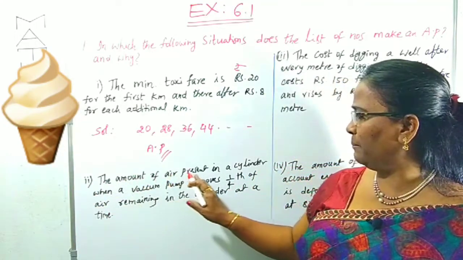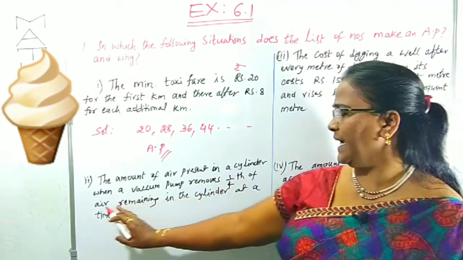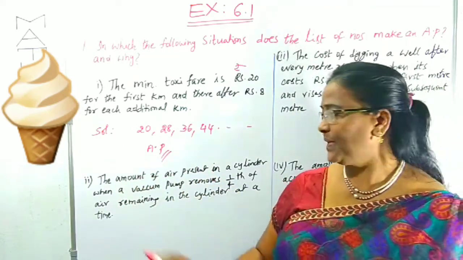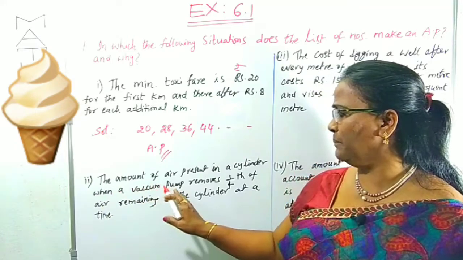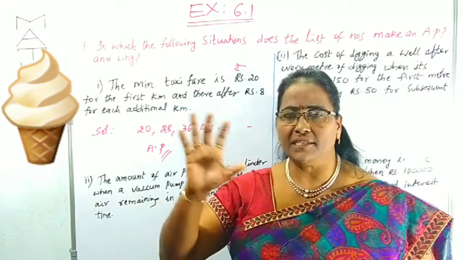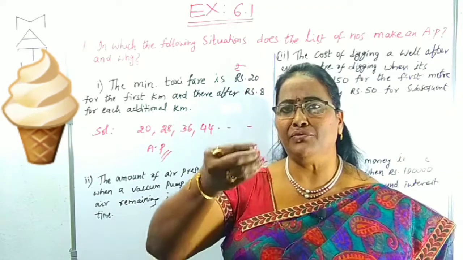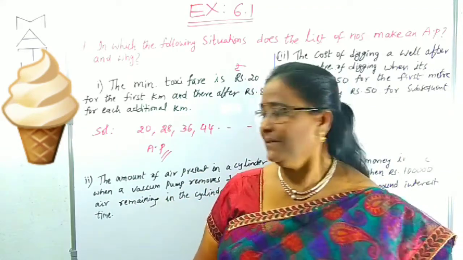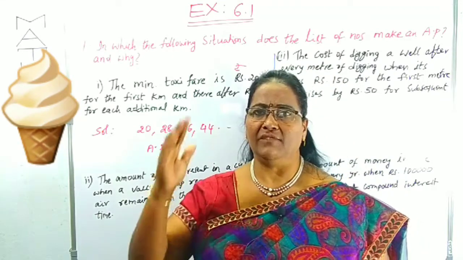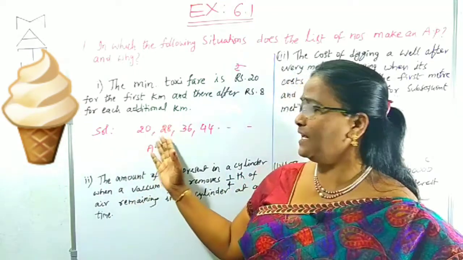The amount of air present in a cylinder when a vacuum pump removes 1/4 of the air remaining in the cylinder. How much air is remaining in the cylinder? From that, the vacuum pump removes 1/4 of the air from the cylinder. That too at a time. At a time means not frequently. It will remove once only. Okay. Means it is not adding like previously.